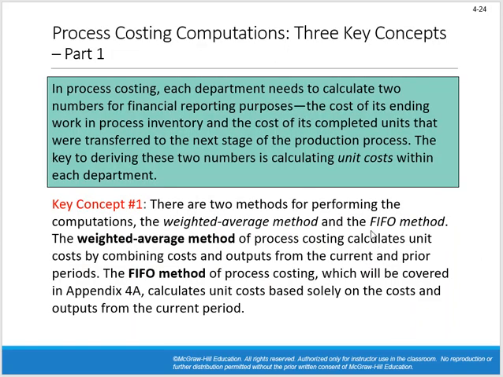So a few key concepts that we need to understand with process costing. In process costing, each department needs to calculate two numbers for reporting purposes. One is the cost of its ending WIP, and then also the cost of its completed units that were transferred to the next stage. And that next stage could be another department, or it could be to finished goods inventory. In doing that, there's two different methods for performing those computations. The first being the weighted average method, which is what we're going to use. And then secondly, there's the FIFO method. I hope you remember the term FIFO from financial accounting, first in, first out. And that's covered in Appendix 4A. We are not going to learn that. We are going to focus on the weighted average method only.